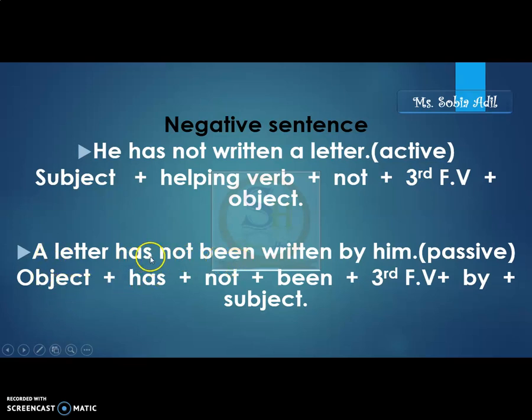Object comes first, then comes has or have not been, then comes the third form of verb, then we write by if there is an object in the sentence. Then comes the subject at the end. So, a letter has not been written by him. This one is the passive voice of this active one, right?